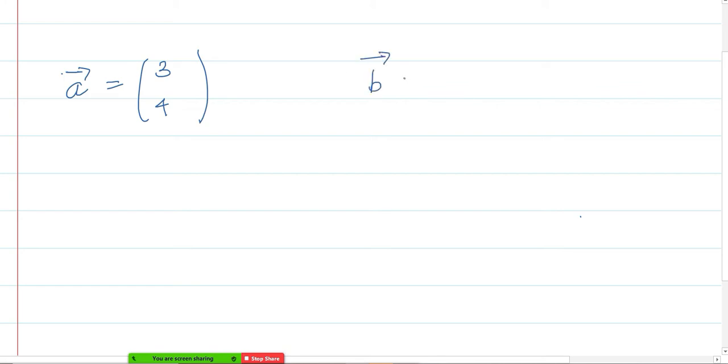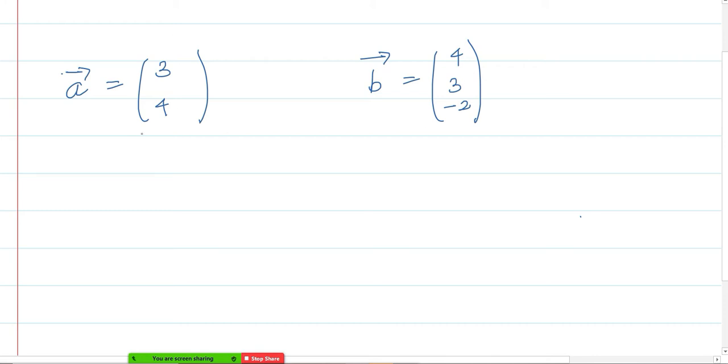The Cartesian representation of vectors in 2D and 3D. Generally, we write a two-dimensional vector as a column vector. For example, a vector is 3 and 4. And if you want to write a three-dimensional vector in column vector form, 4, 3, and minus 2.